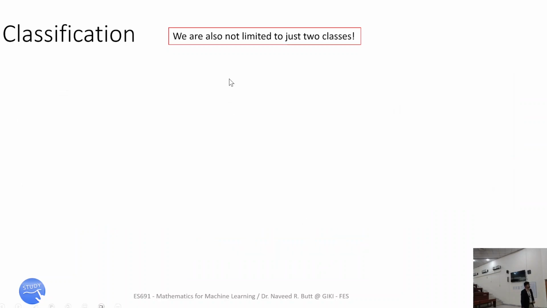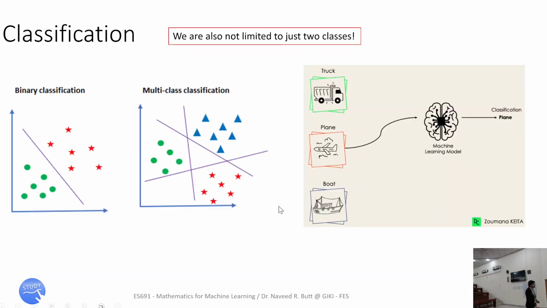We are also not limited to just 2 classes. If you limit yourself to 2 classes, that's called binary. Otherwise, it's called multi-class classification. So now you are looking for boundaries between 3 classes. Again, it is still supervised because we tell you where the members of the classes are that we know. It could be 3 classes here, you have to classify between them.